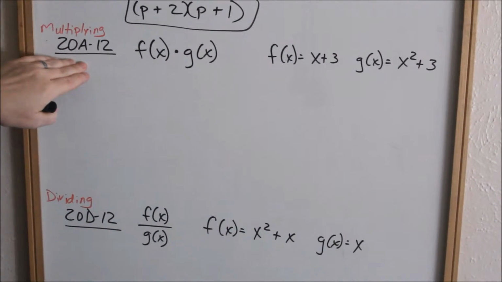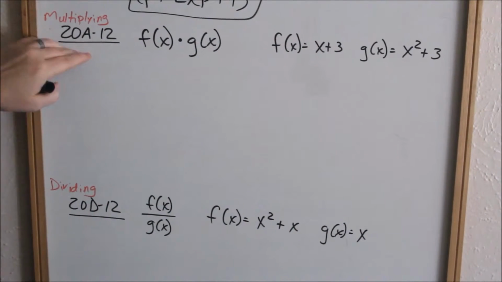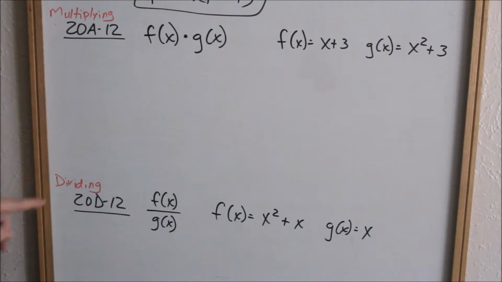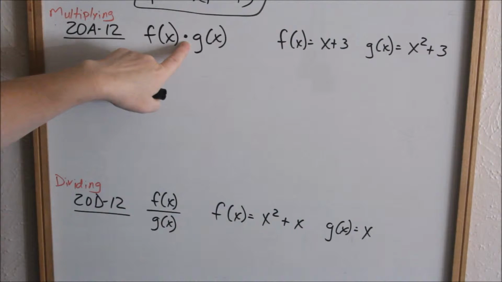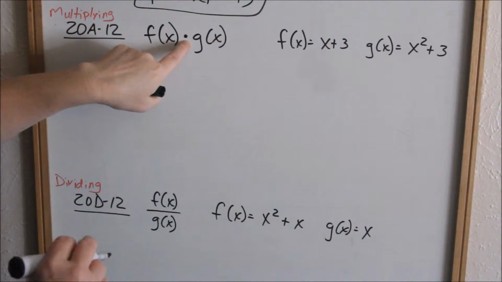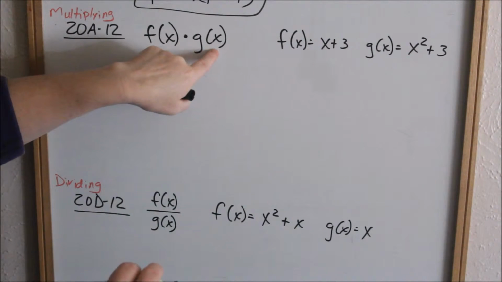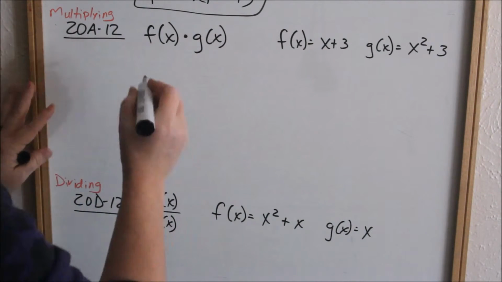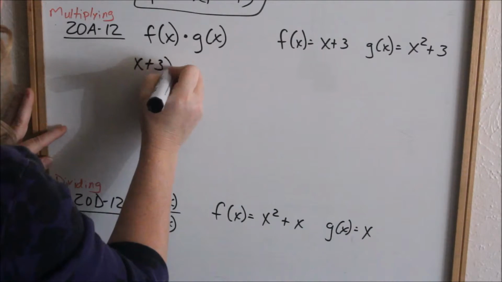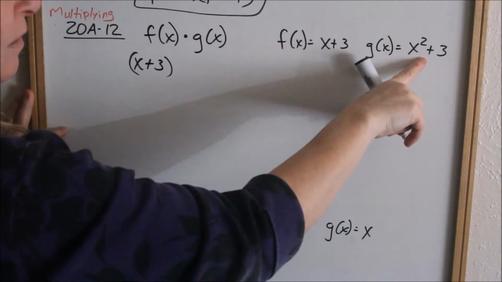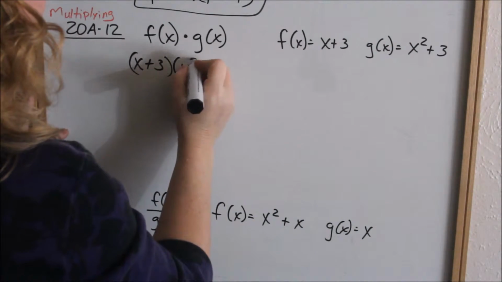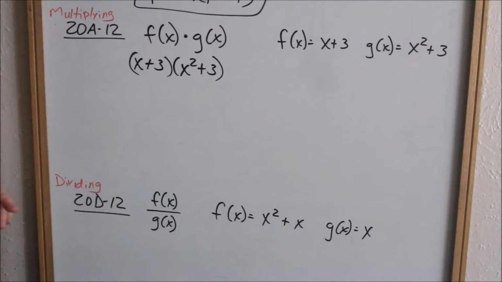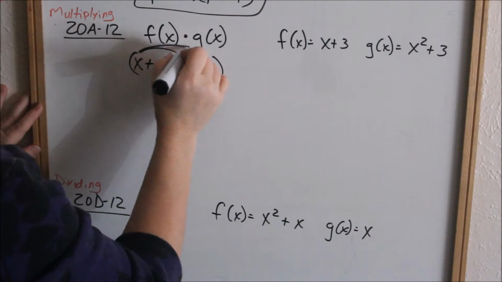Okay, now looking at 20A, number 12. Now we are multiplying two functions. Watch your operation sign. So this is multiplying two functions. I'm taking f of x, multiplying it to g of x. So f of x, I'm told right here, is x plus 3. So x plus 3 times g of x, which is x squared plus 3. So I'm multiplying these two parentheses together. I'm just FOILing it out, okay? Taking this and distributing it to both things.